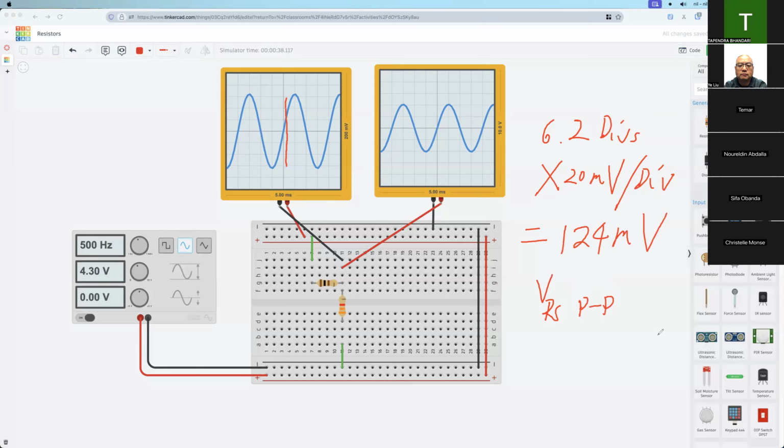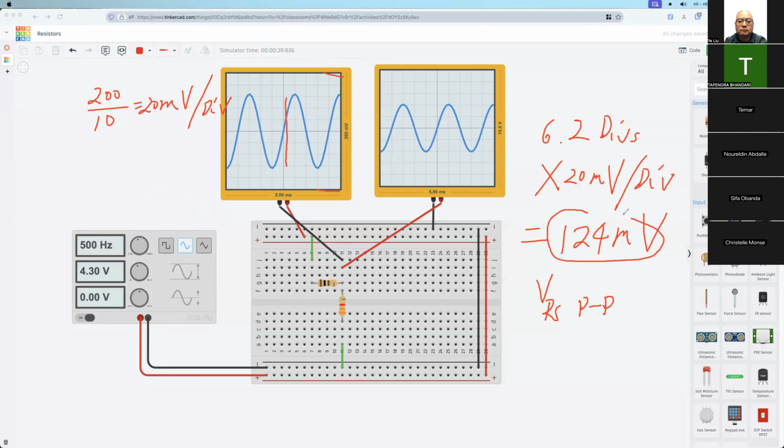Professor, why did you write that? I think it's 200 millivolt. You write 20 millivolt. So 200 millivolt is from the top to the bottom, in the vertical direction, so totally 10 divisions. So for 1 division, it's 200 over 10, so it's 20 millivolt per division. Okay, I got it. So this is the 124 millivolt peak to peak value.